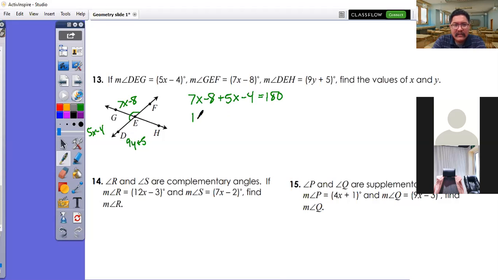Seven x and 5x. Make sure I put them together correctly.